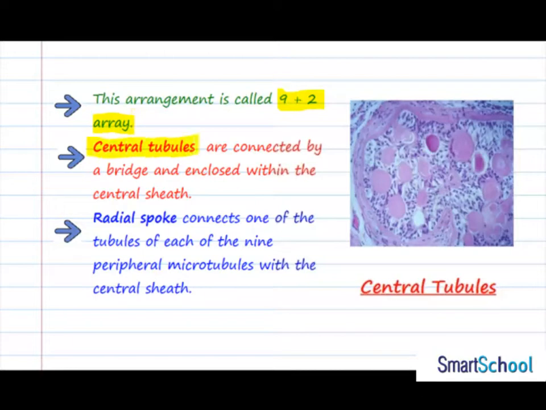Central tubules are connected by a bridge and enclosed within a central sheath. So the central microtubules are connected by a bridge and they are enclosed within a sheath, the 2 of them. The radial spoke connects one of the tubules of each of the 9 peripheral microtubules with the central sheath. So there is a radial spoke which connects the tubules of the periphery to the central sheath. Here in this image, you can see the enlarged view of the central tubules.